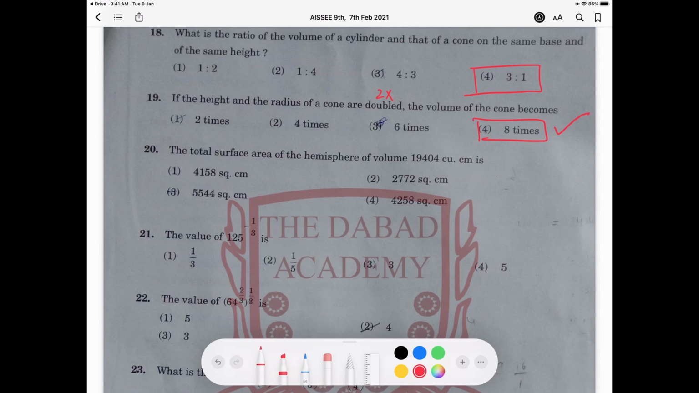In question number 20, the total surface area of a hemisphere whose volume is 19404 centimeter cube is. We have been provided the volume of the hemisphere, and the answer for this question would be 4158, which is option number 1, 4158 centimeter square.